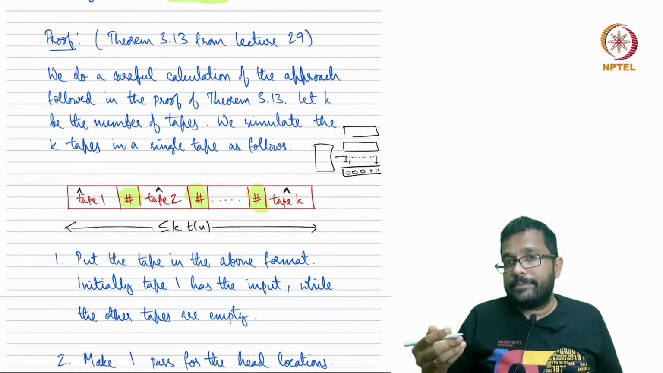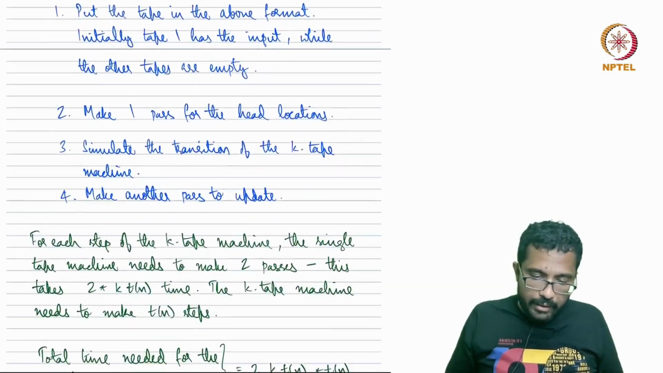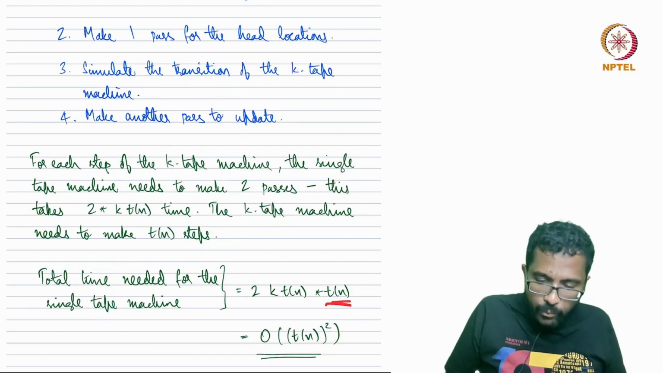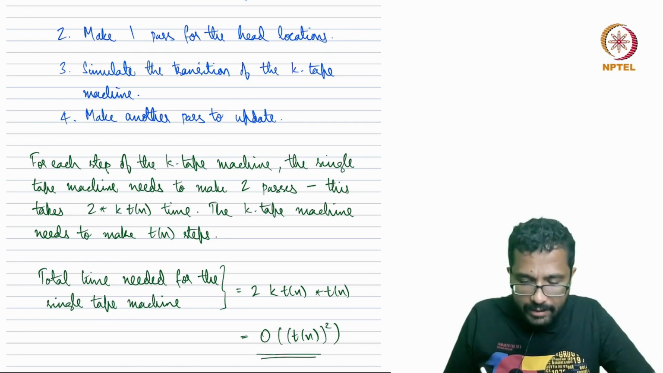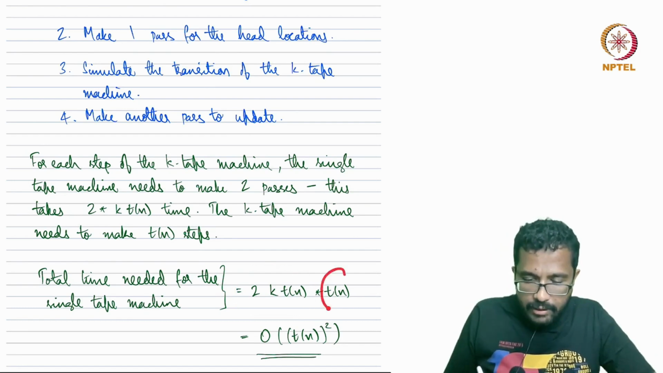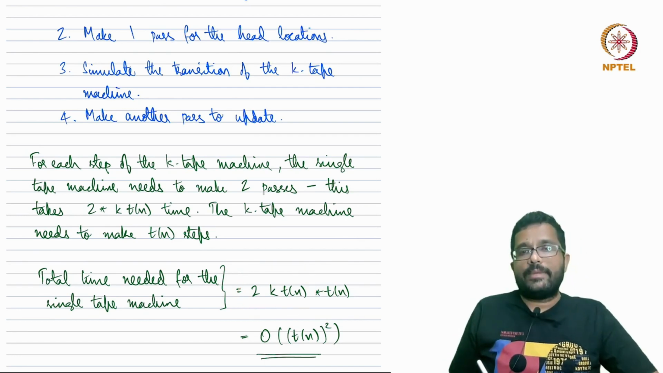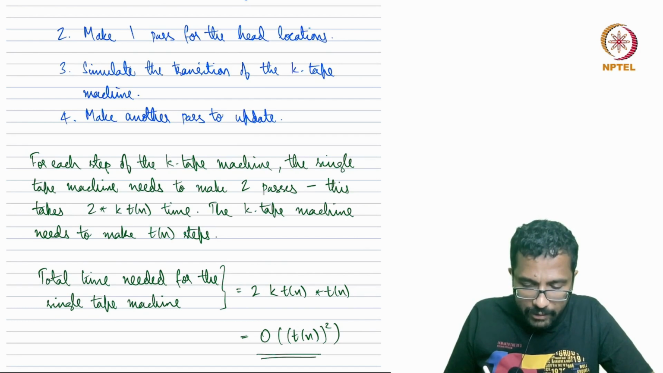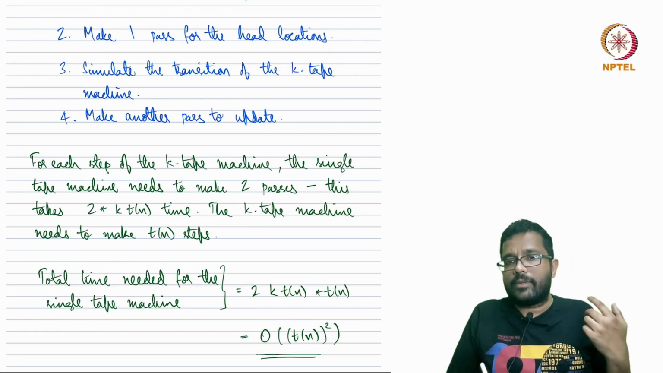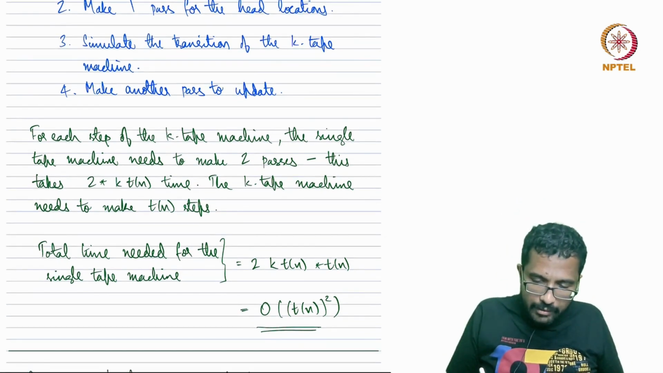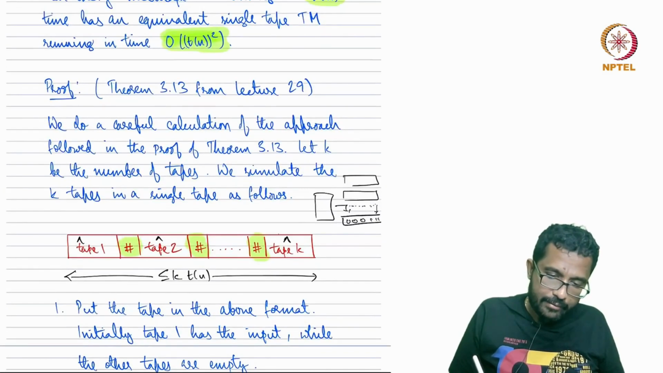To simulate t(n) steps of the computation of the multi-tape Turing machine, we need to multiply t(n) with the time it takes to execute each step, which is 2 times k times t(n). So t(n) steps of the multi-tape Turing machine, and the time it takes to execute each step is 2 times k times t(n). Altogether, multiplying, we get 2 times k times t(n) squared. 2 and k are constants: 2 is a constant, and k is the number of tapes, which is also a constant. So the total running time is O(t(n) squared), which is what we claimed here.